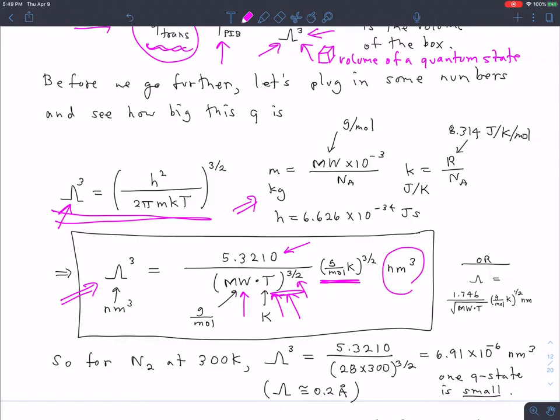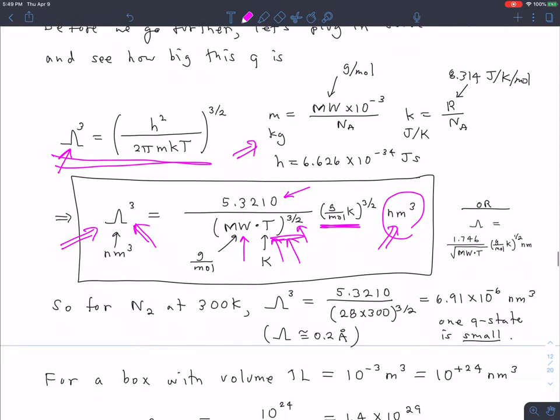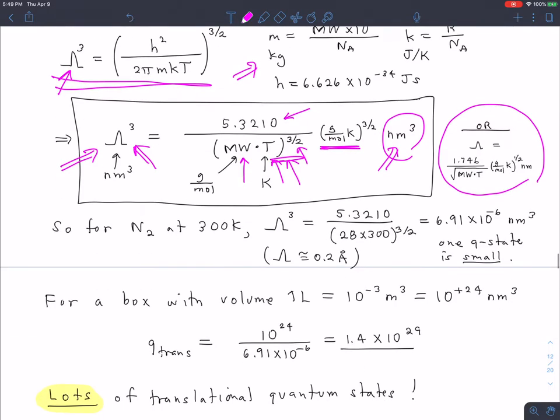So this formula is going to give you the de Broglie volume in nanometer cubed units. Here's the equivalent formula for the de Broglie wavelength itself. We won't look at that as much. So for nitrogen at 300 degrees Kelvin, the de Broglie wavelength cubed turns out to be just about 7 times 10 to the minus 6 nanometers cubed. That's the size of one quantum state, very small, right?